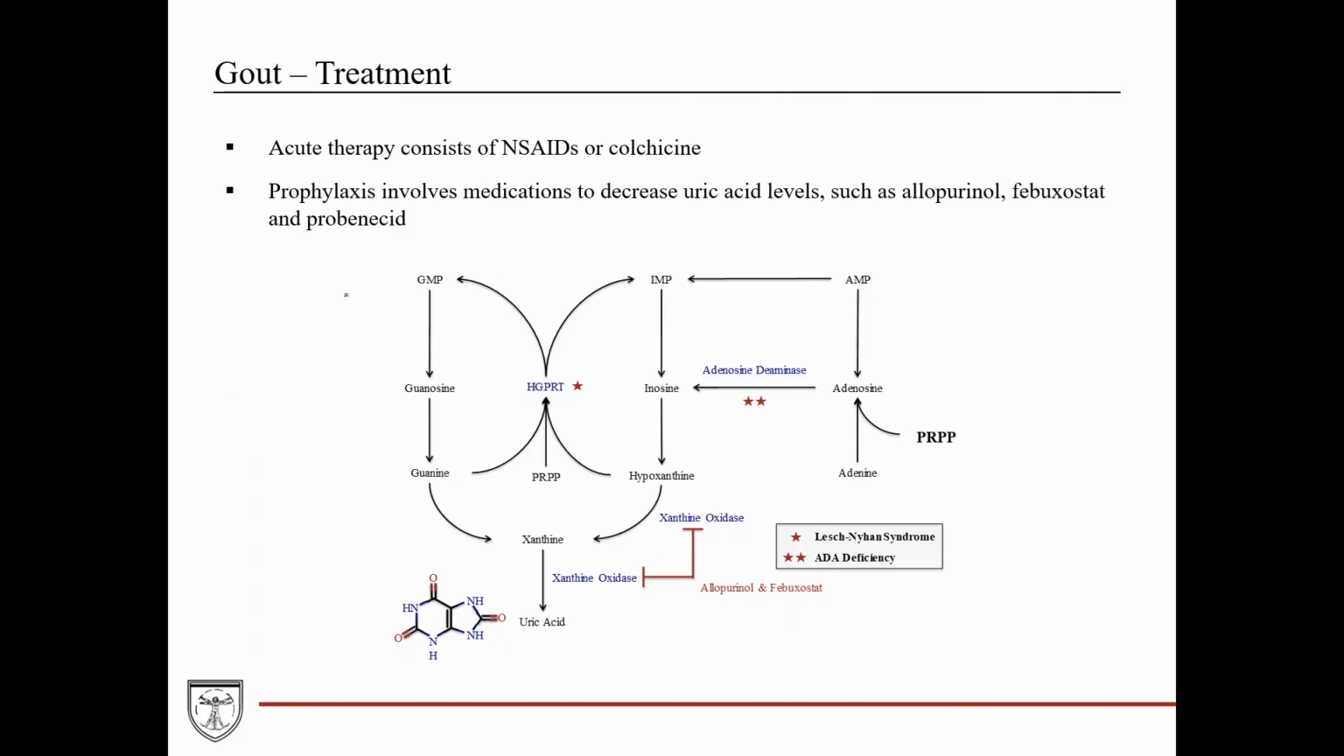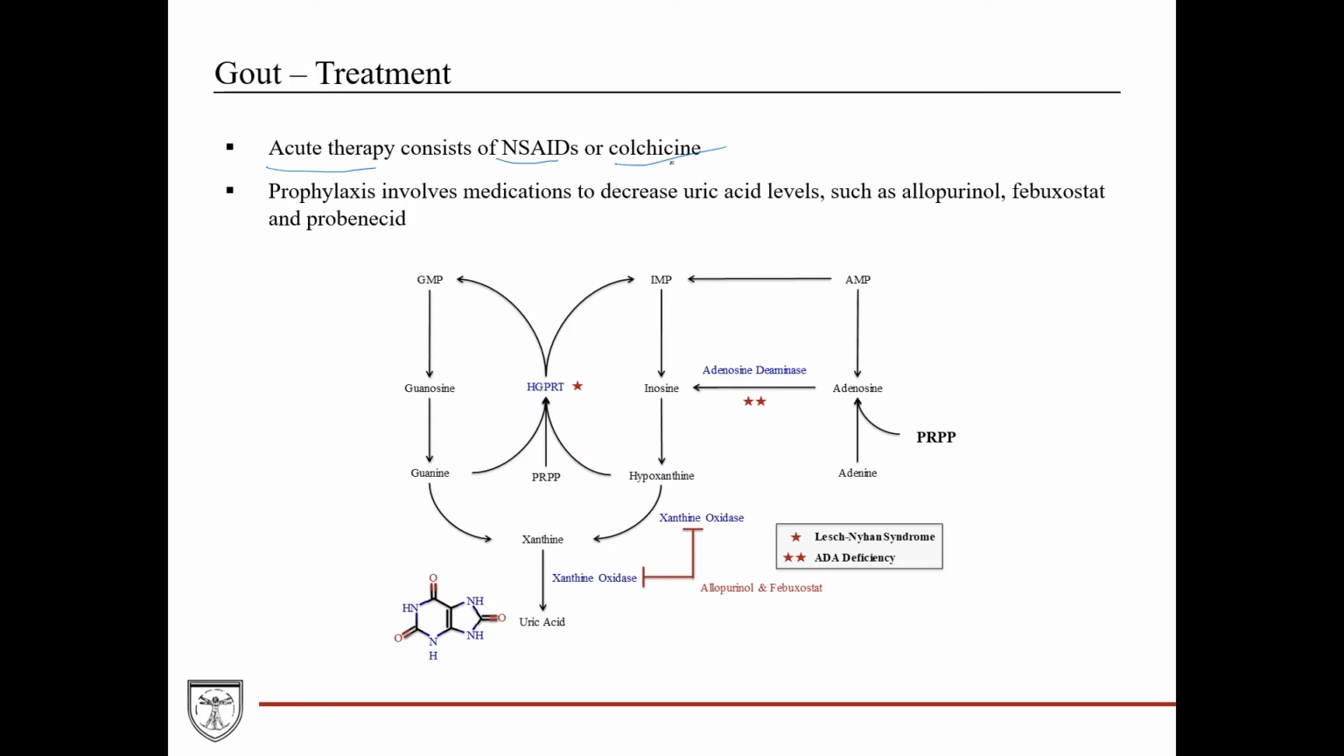So treatment, acute therapy, these are what's called the gout attacks. So how you treat those when a patient really comes into the hospital or the doctor's office with these acute attacks. You're going to give them NSAIDs or colchicine. This is a common question when they try to trip you up. You're not going to give them something like allopurinol. That's for long-term therapy. So you're going to give them NSAIDs or colchicine.